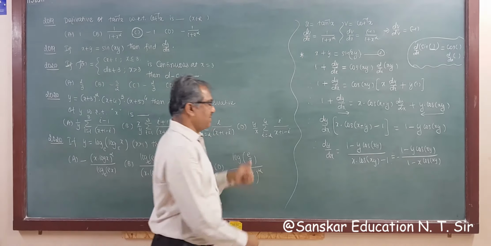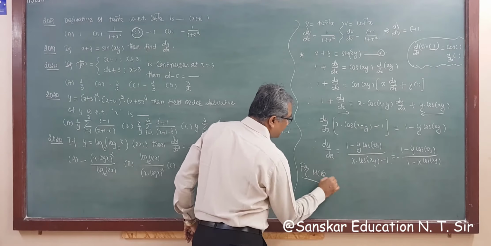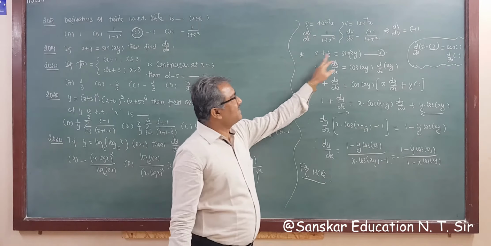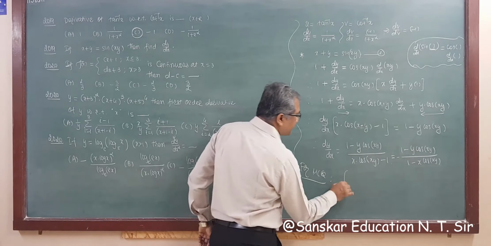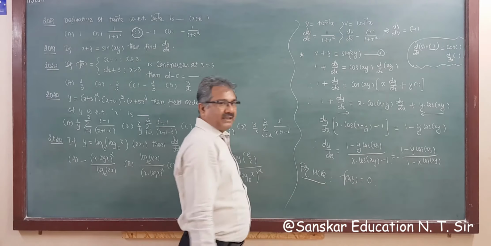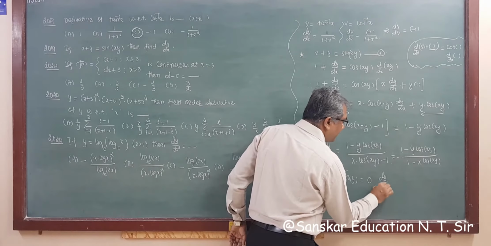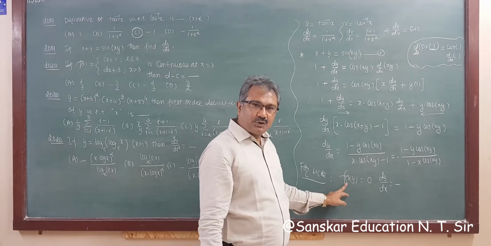Now for MCQ, if this question was asked in MCQ, then this is x plus y, so sin xy. So you know, if function is given f of xy equal to 0 type, f of xy equal to 0 type, then dy by dx is equal to minus derivative of this with respect to x.